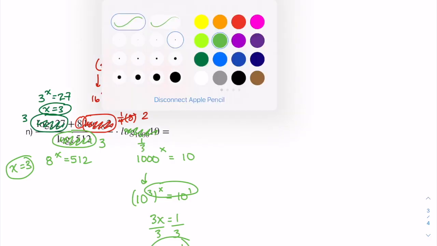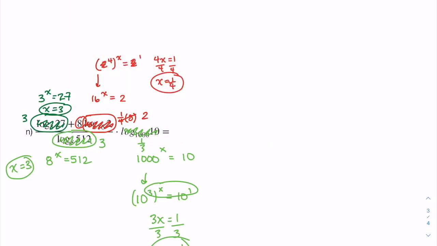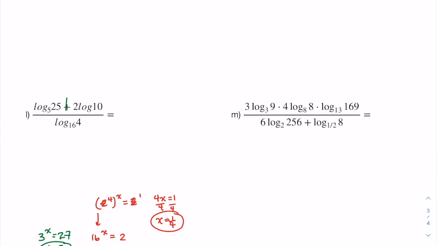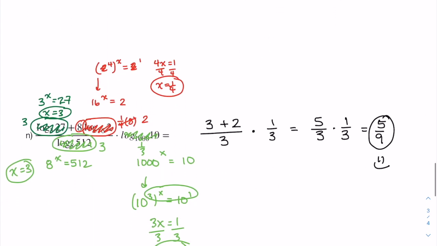So if I clean it all up, this just becomes 3 plus 2 over 3 times 1/3. So then this would become 5 over 3 times 1 over 3, which would simplify to 5 over 9. Okay, so I mean, they get quote-unquote complicated, but you just have to practice them. So I'll leave the rest to you.